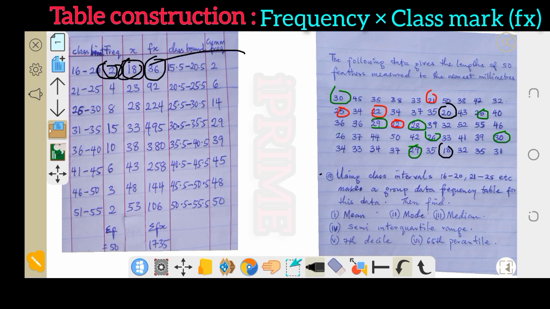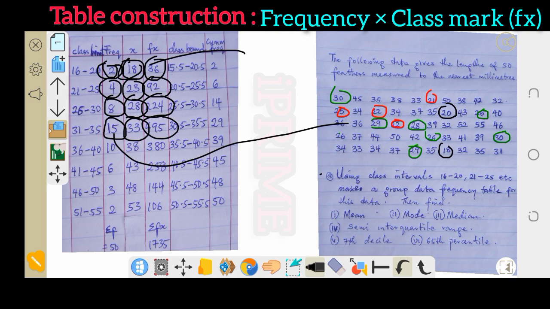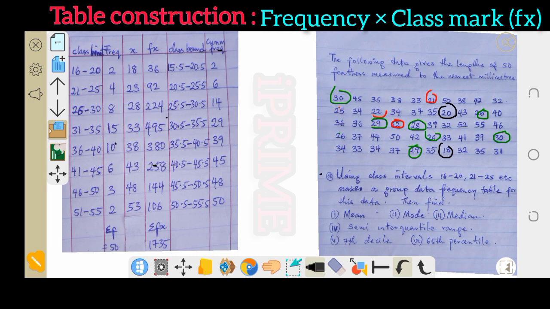So 4 times 23, you get 92. 8 times 28, you get 224. And the next one, 15 times 33, you get this. Don't forget, I got this 15. This 15 is the frequency. This 15 is from this table, and this 33 is from the addition of these two numbers divided by 2. I'm sure you know how to get your fx.